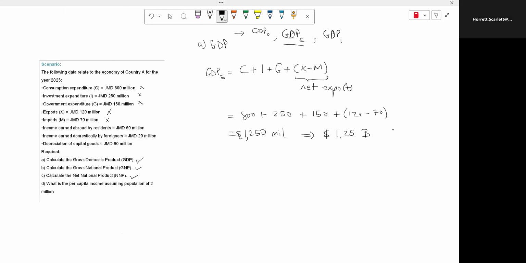All right, so that's GDP, and that's GDP that has been calculated based on the expenditure. The other thing that we will want to compute is the GNP, the gross national product. So remember, GNP, we are looking at income. And income is usually expressed in terms of the factor cost. So GNP is equal to GDP.